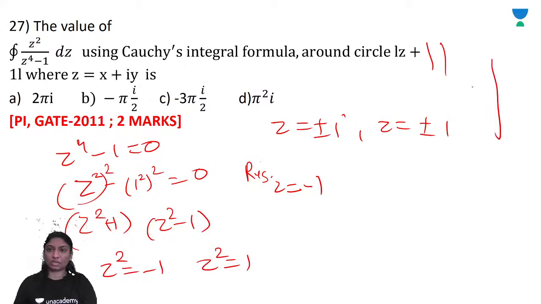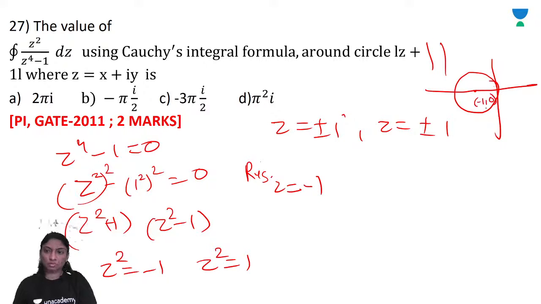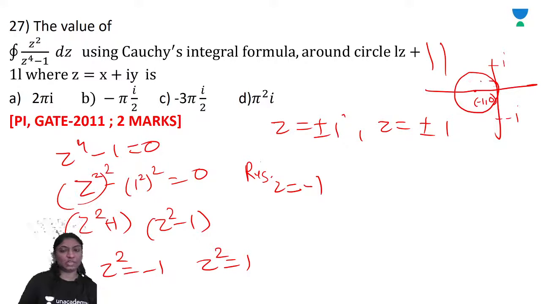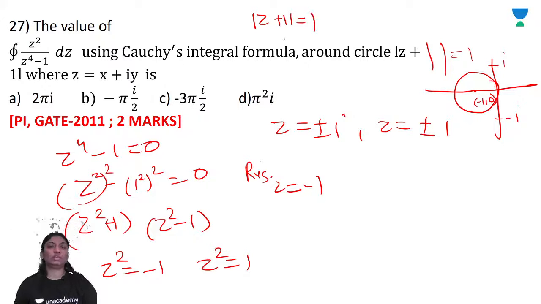Right, we can see this is a circle with center at minus 1, 0. Obviously there is i and minus i. So only minus 1 lies inside the curve C. Only one point lies inside the curve C, because mod of z plus 1 is equal to 1, z is equal to x plus iy, so (x plus 1) comma y is equal to 0. So minus 1, 0 is the center. So the only point that lies inside the curve C is minus 1. Plus i and minus i lie outside.